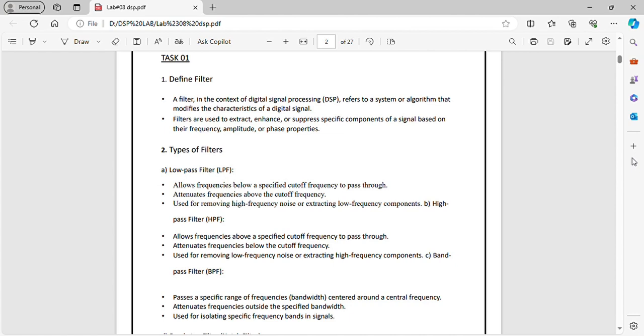The second type is the high pass filter. It allows frequencies above a specified cutoff frequency to pass through and attenuates frequencies below the cutoff frequency. It is used for removing low frequency noise or extracting high frequency components.